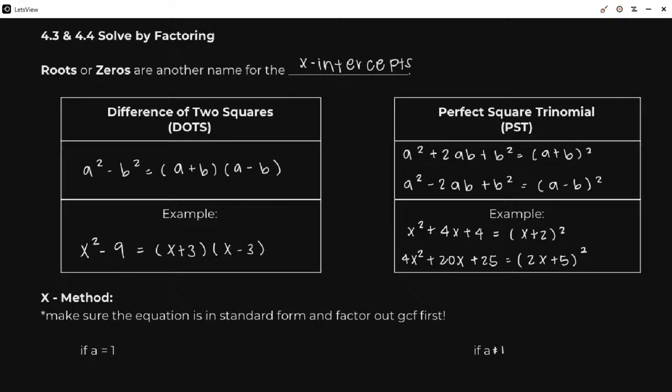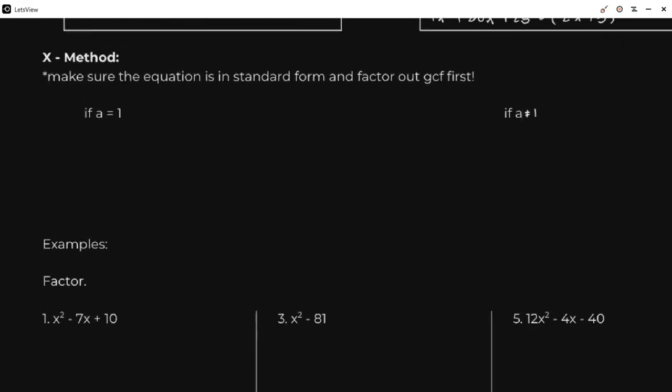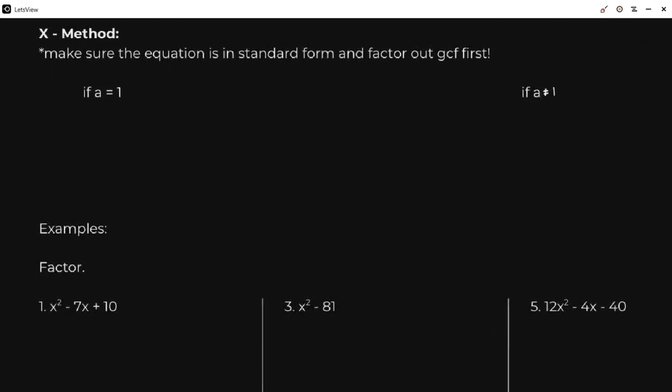Okay, but if they're not one of these two special cases, then you'll want to factor using the x method. So for the x method, first you'll want to make sure that the equation is in standard form, and you want to factor out the GCF first. So we'll first do some where a is 1. So standard form is ax squared plus bx plus c.